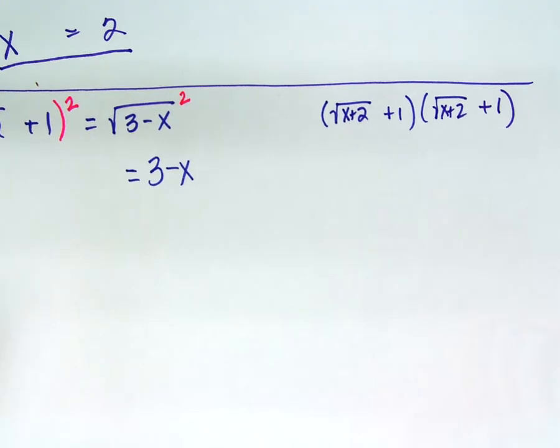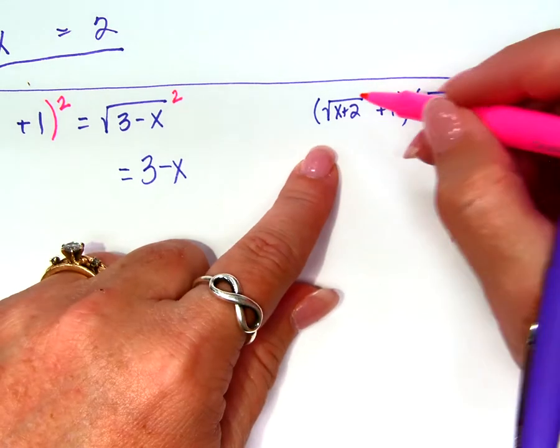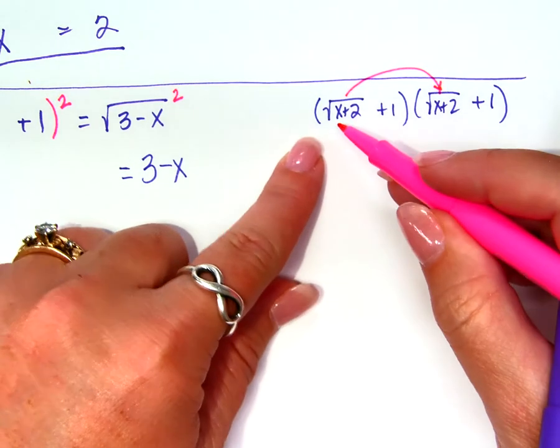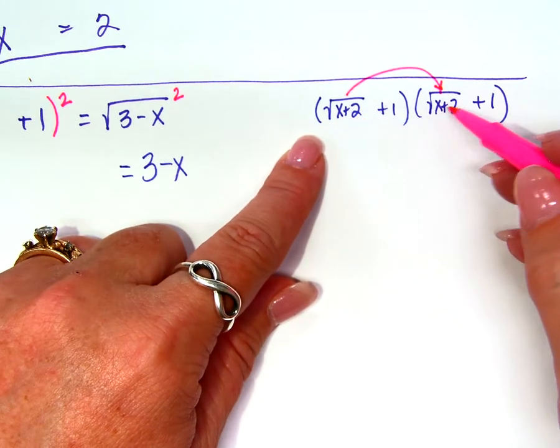Now, I'm going to ask you to please be patient with yourself on this example. And please be patient with myself. Okay? If I'm going to distribute, the first thing I have to do is that, right? What do I get when I multiply the square root of x plus 2 times the square root of x plus 2?